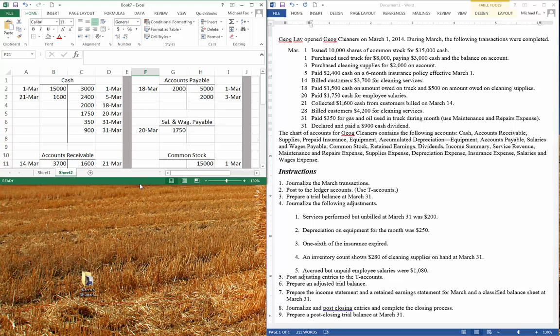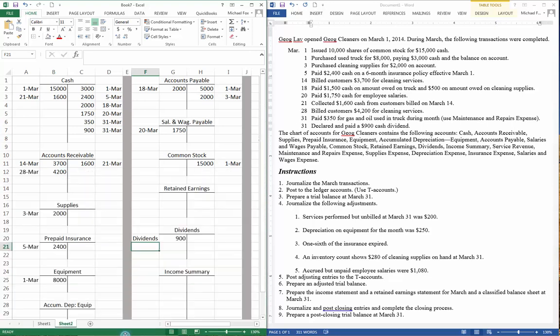All right, so let's look at the next part of the problem. Prepare a trial balance at March 31st. Oh, I guess we do need to find the balances to do a trial balance. So again, I'll walk you through that process. We add up both sides, and then we subtract the smaller side from the larger side. So in the case of cash, I'm going to do a balance here right now.